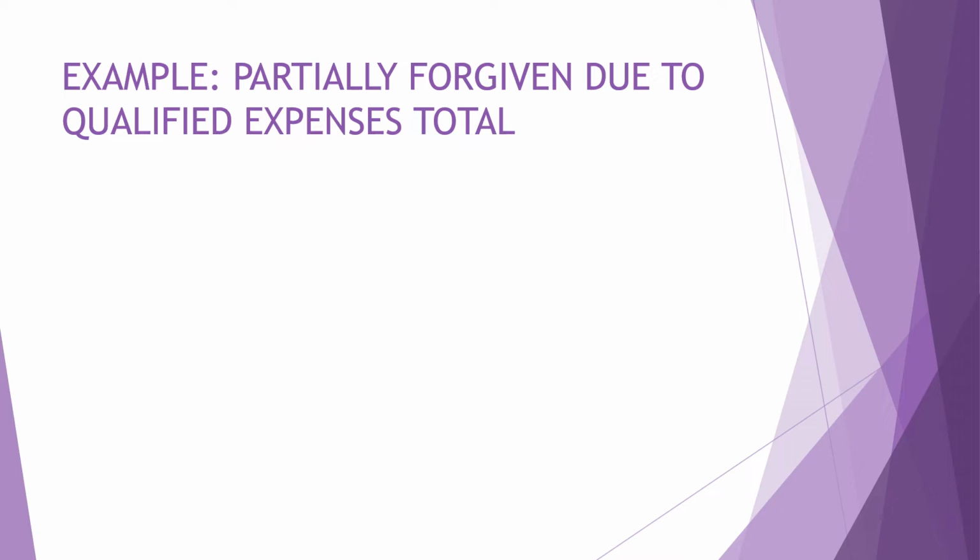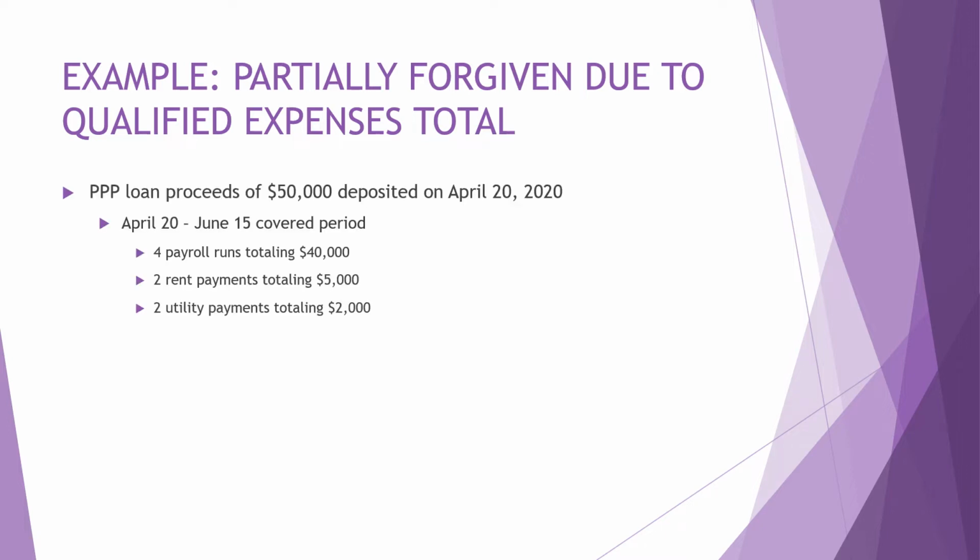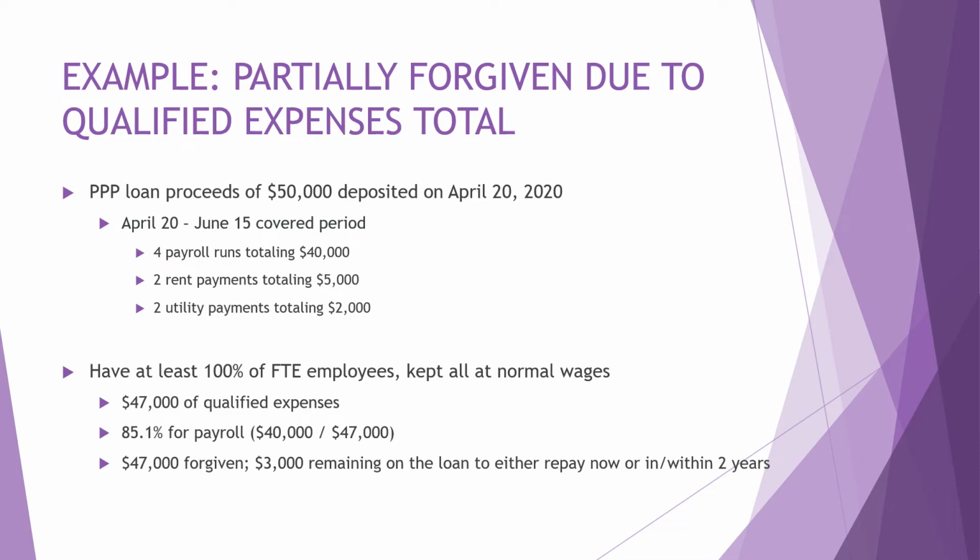Now let's do an example where it's only partially forgiven because we simply don't have enough qualified expenses. So same as before where we had PPP loan proceeds of $50,000, except this time our qualified expenses were a little bit less. Now we are looking at 4 payroll runs totaling $40,000 and the same for rent and utilities. Again, this time we will assume we have the full-time equivalent employees at 100%, so no reduction there, and all kept at their normal wages, so no reduction there. We have $47,000 of qualified expenses.